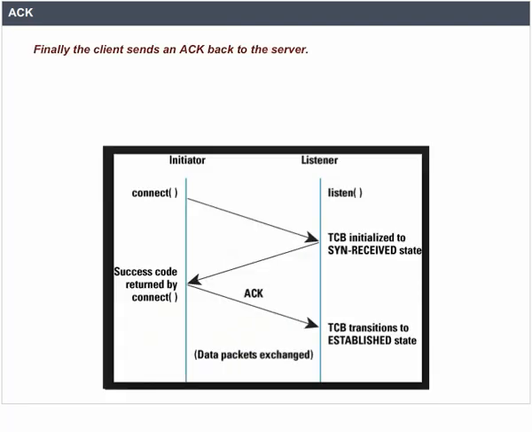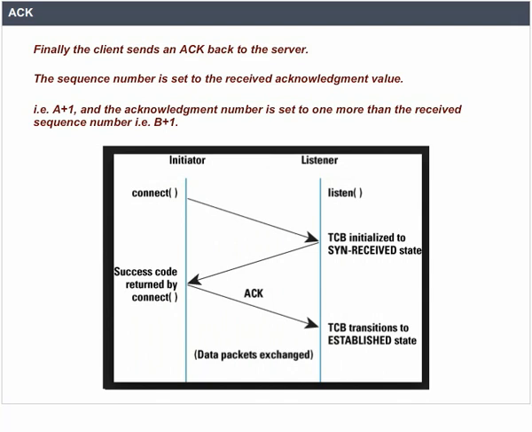Finally, the client sends an ACK back to the server. The sequence number is set to the received acknowledgement value, that is A plus 1, and the acknowledgement number is set to 1 more than the received sequence number, that is B plus 1.